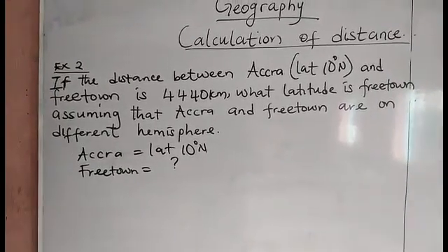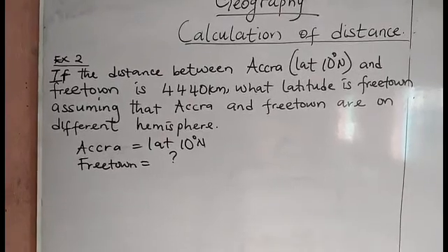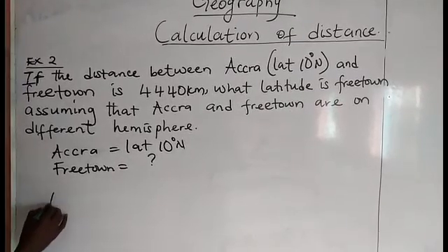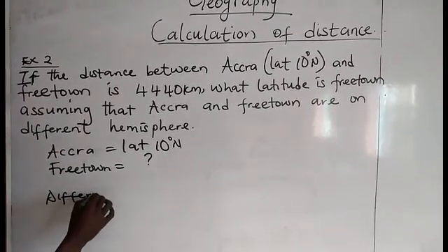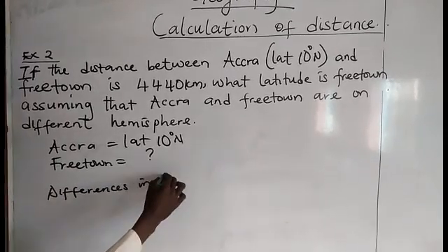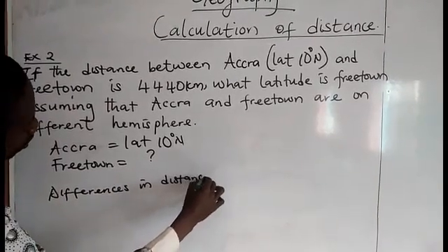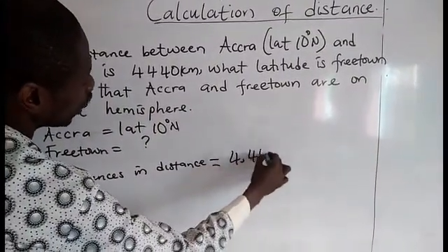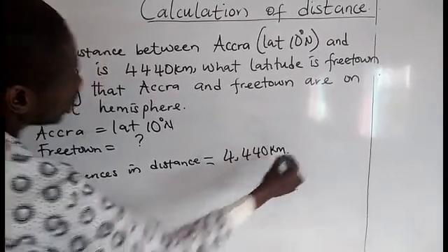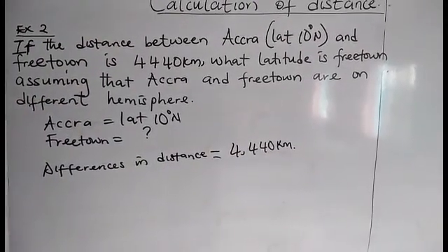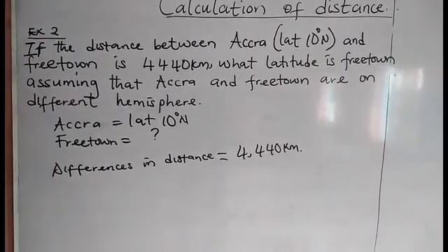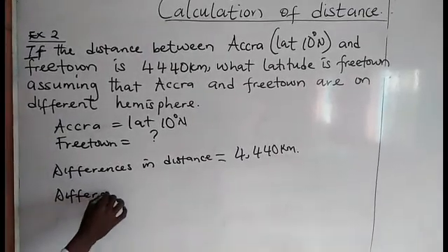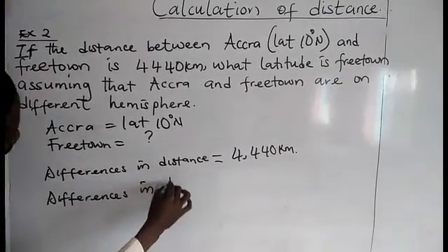Now, the second step says we should find the latitude differences, but we have one latitude, we don't have the other latitude. So in this situation, we can't find the latitude differences, rather we find the differences in distance. And what is our differences in distance? 4,440 kilometers. And next we find the differences in degree.